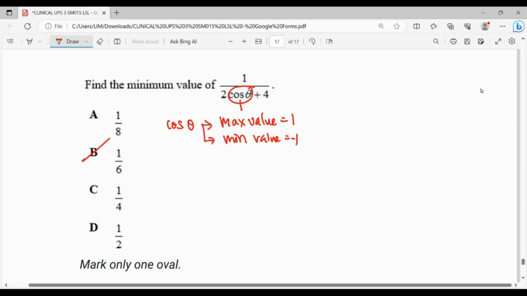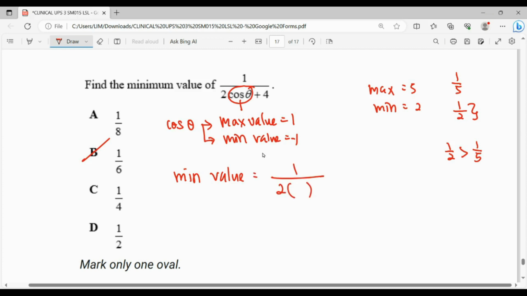Let's say for example, if your maximum value is 5 and minimum value is 2, when you inverse it, 1 over 5 and 1 over 2, you can notice that actually 1 over 2 is bigger than 1 over 5. So that's why when we have an inverse function, the maximum value becomes the minimum value, and the minimum value becomes the maximum value. So for this question, we are going to find the minimum value of 1 over 2 cos theta plus 4. So we are going to take the maximum, which is 1. So which is 1 over 6.